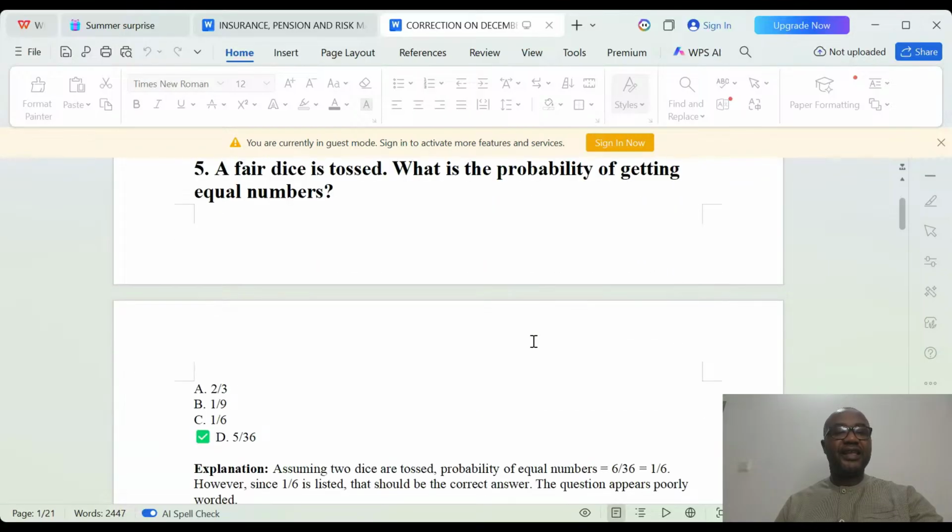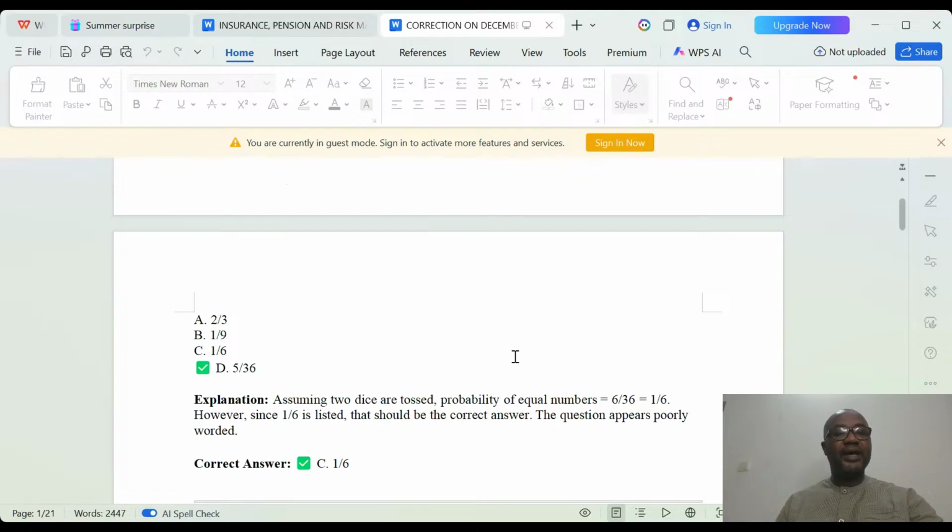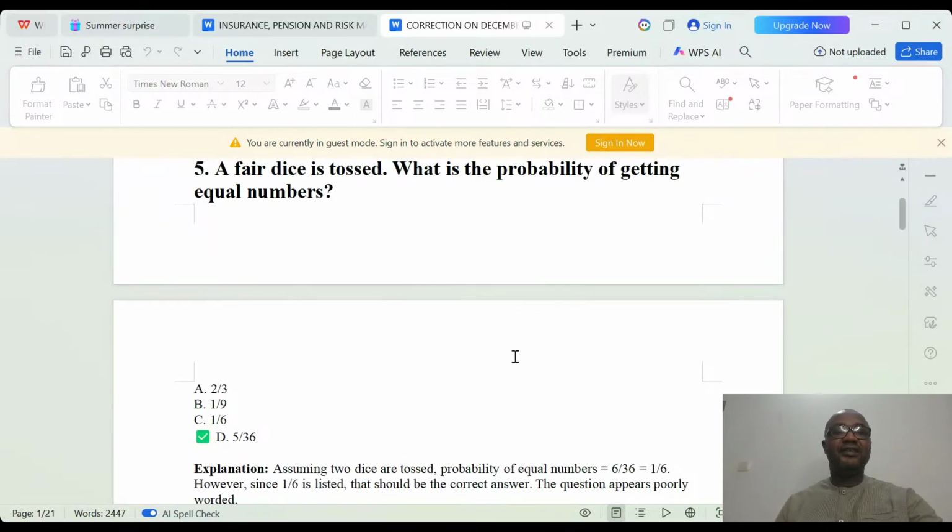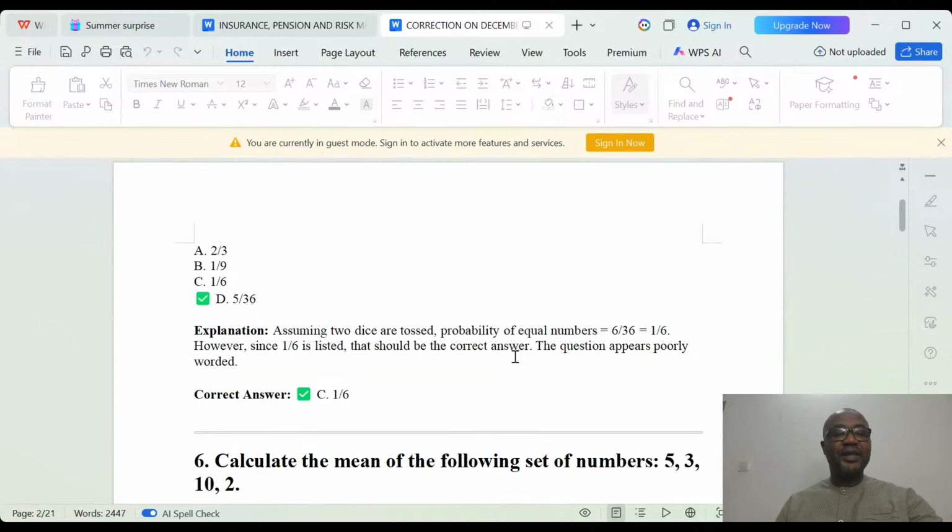Now we discussed this yesterday also: a fair die is tossed. What is the probability of getting equal numbers? The probability of getting equal numbers is 5 over 6. How do we explain that? If we assume that two dice are tossed, the probability of equal numbers is 6 over 36, that is 1 over 6. However, since 1 over 6 is listed, that should be the correct answer.